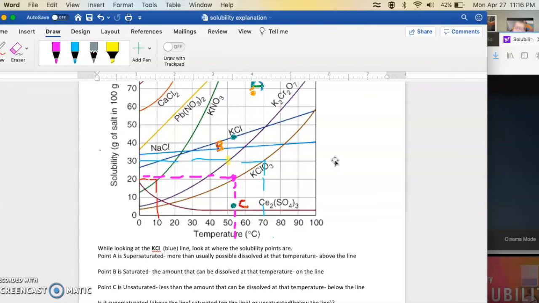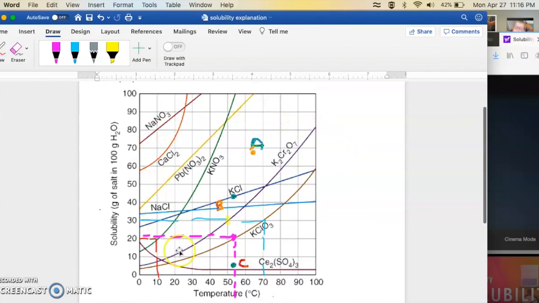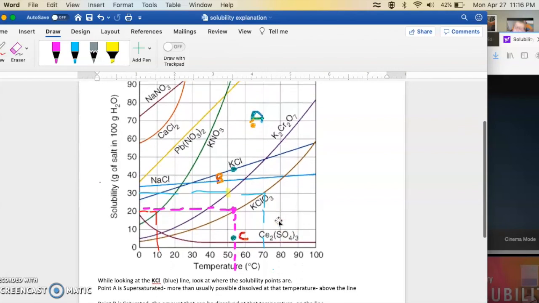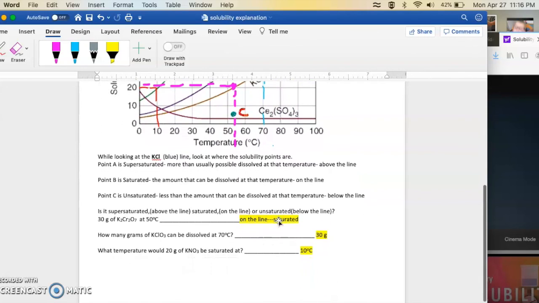Okay, what you're going to do now is use this knowledge, and I'll have this graph or one very similar posted with your questions so that you'll be able to answer questions that are very similar to these.